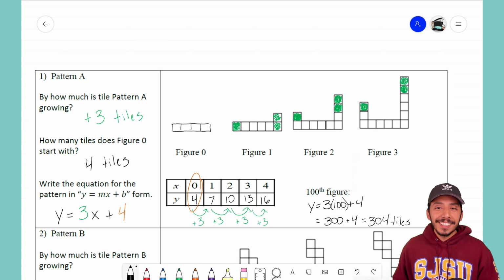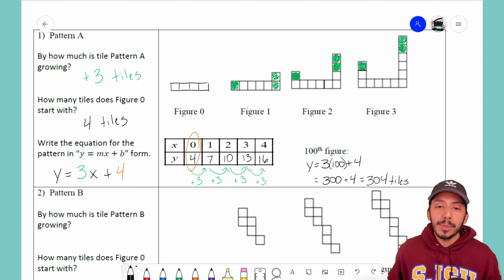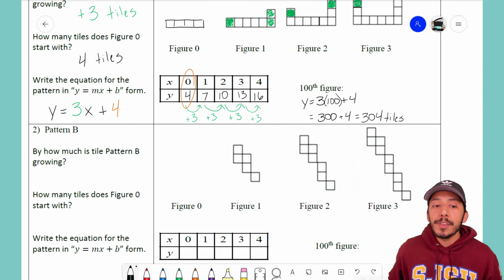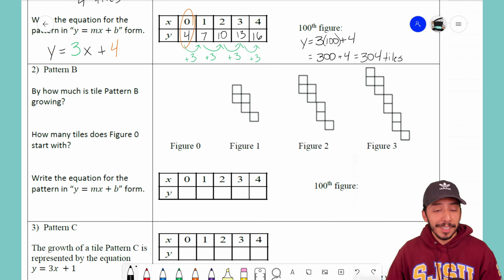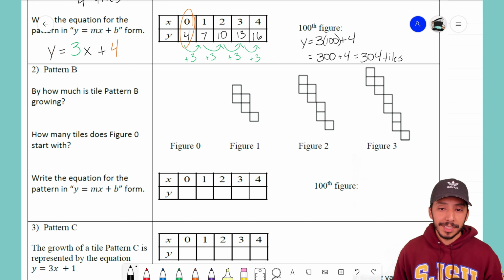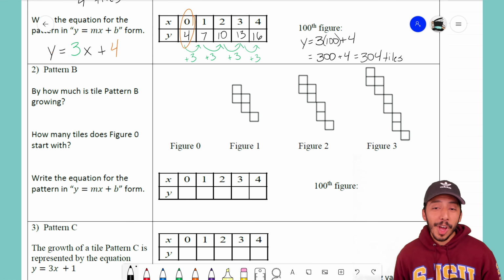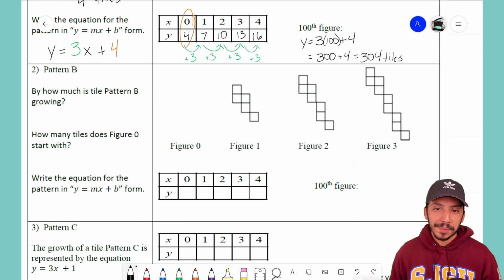So now that we have this example under our belt, let's go ahead and look at example number 2, where we have a brand new pattern, letter B here, and we want to see if we can do the same steps to determine the linear equation for this pattern. And so we're going to start this process all over again, and hopefully it'll make a little more sense for you as we work through this.